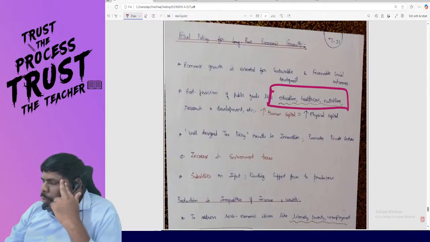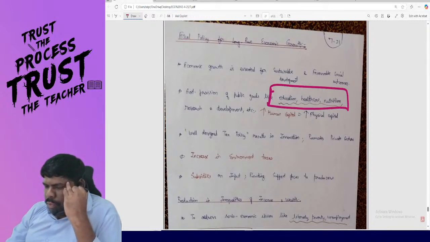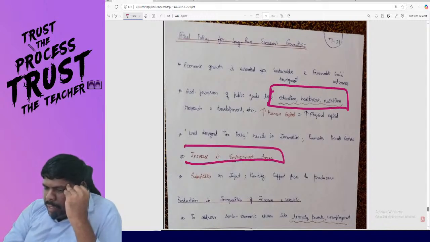Okay, see, only if the population is staying fit and good, they would be in a position to provide certain services. Our country is totally labor extensive, so there must be some basic amount of investment in healthcare and education. That's why your government is spending more on these two. Okay, then listen, there is an increment in environment taxes. இது என்னது?